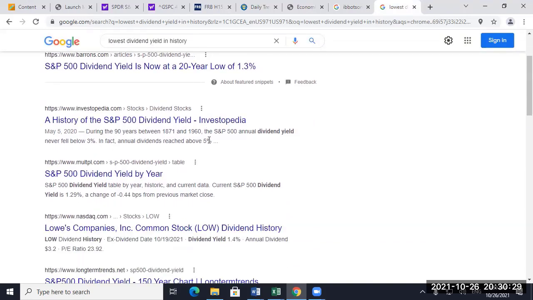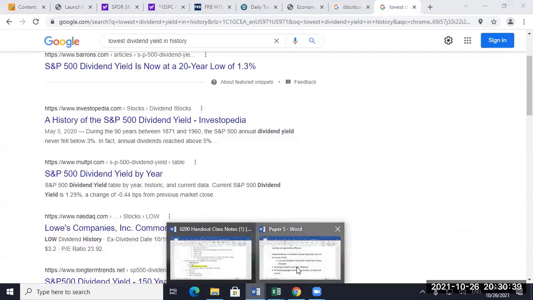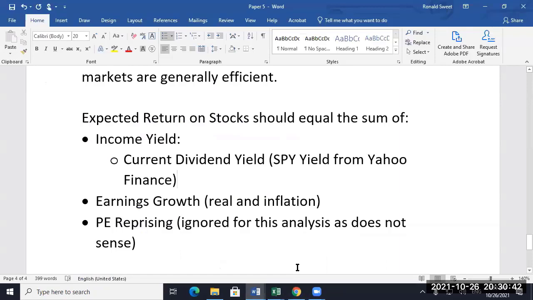During the 90 years, the dividend yield never fell below 3%. That's up through 1960. So what does it mean when the dividend yield is so low? Well, for most people, that means stocks are grossly overpriced and too expensive. Back in the 40s, 50s, and 60s, dividend yields should always be higher than treasury yield because stocks are more risky than bonds. That's gone away.